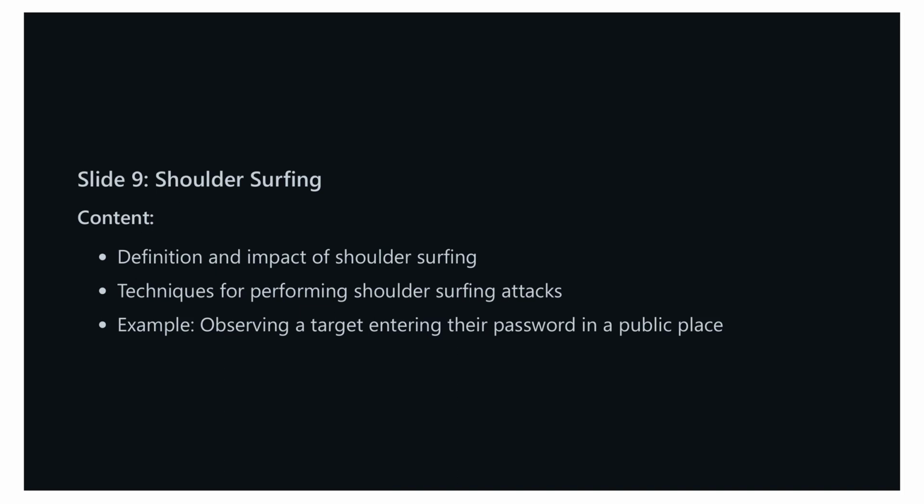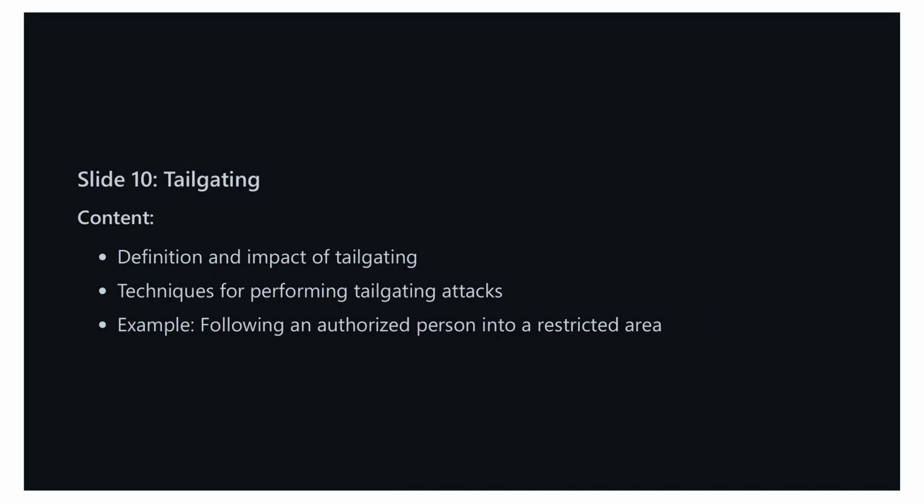awareness. For example, consider a situation where an attacker positions themselves behind someone at an ATM or in a coffee shop, subtly observing them as they input their PIN or password. This information can later be used to gain unauthorized access to the victim's accounts or secure areas. On the next slide, we will discuss tailgating, its definition, the impact it poses, and techniques for carrying out such an attack. Now, moving on from the topic of shoulder surfing, let's discuss another common physical security threat: tailgating.